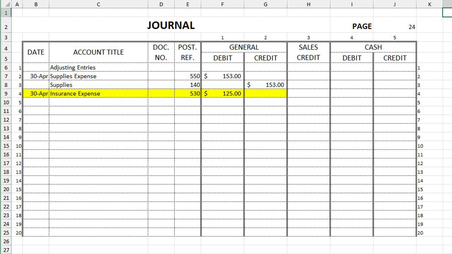Now we do the same thing with the prepaid insurance. Write in the date, April 30th. The account title is insurance expense. The post reference is account 530 and the general debit is $125.